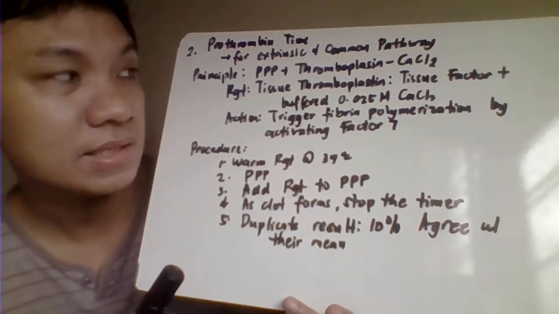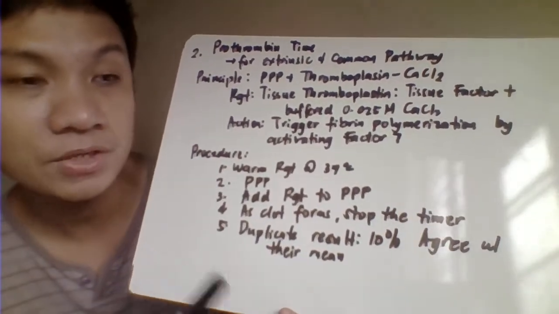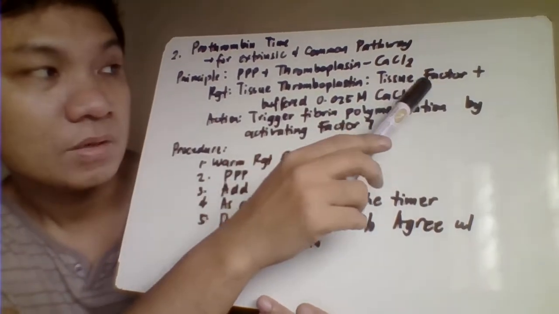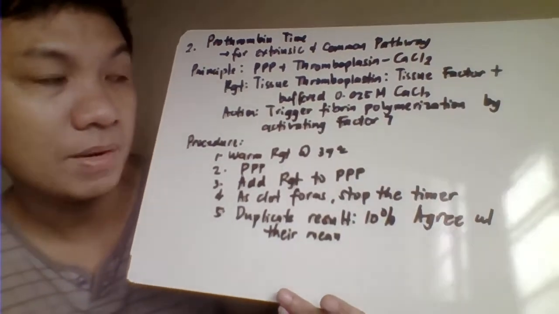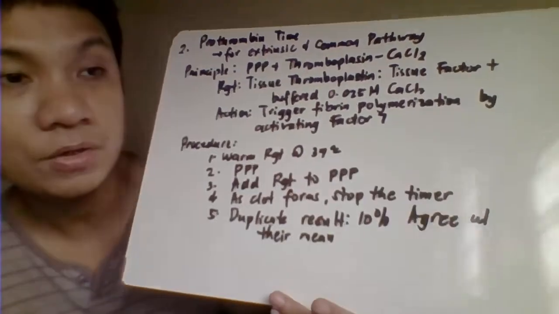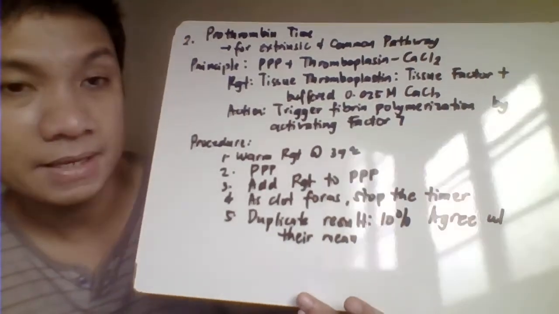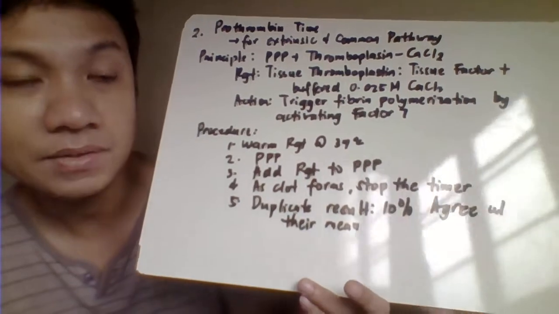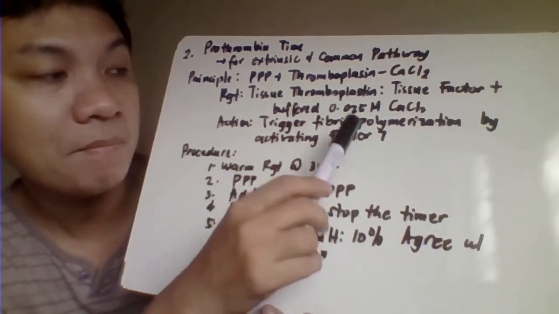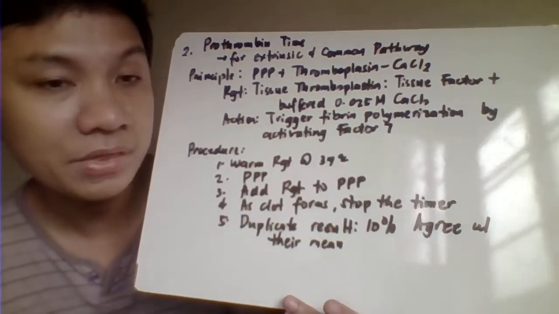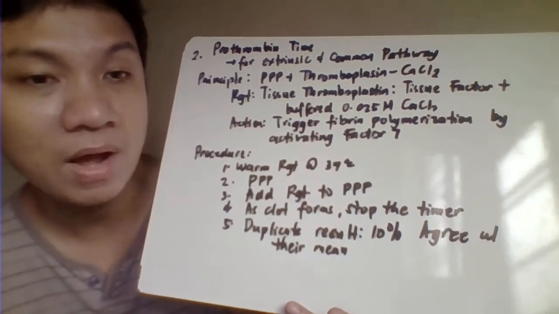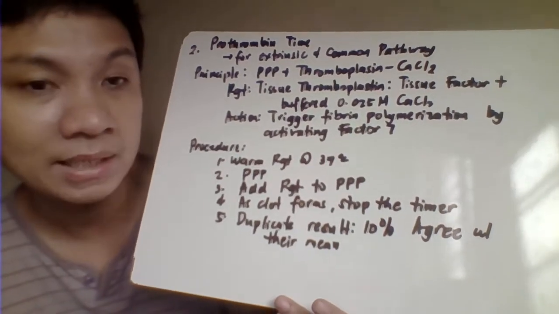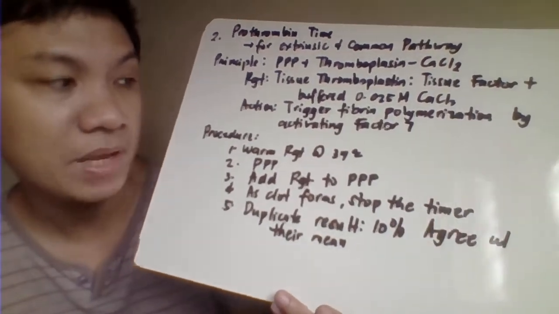Okay, then our reagent is your tissue thromboplastin plus your calcium chloride. That one is primarily your tissue thromboplastin, a combination of your tissue factor plus your phospholipid in a 0.025 molar calcium chloride. So since factor 7 would be the start of your extrinsic pathway activation, this is factor 3 combining with factor 7, which further tries to activate your common pathway, proceeding with your factor 10, 5, 2, 1, and of course try to time for the clot formation.